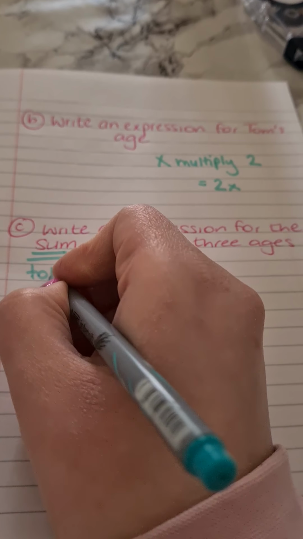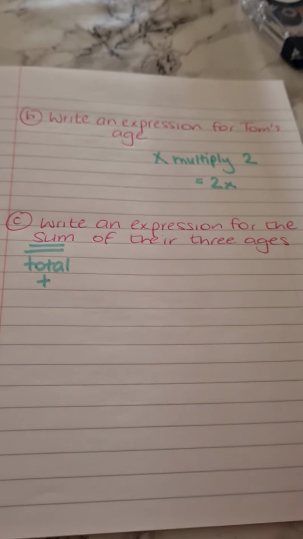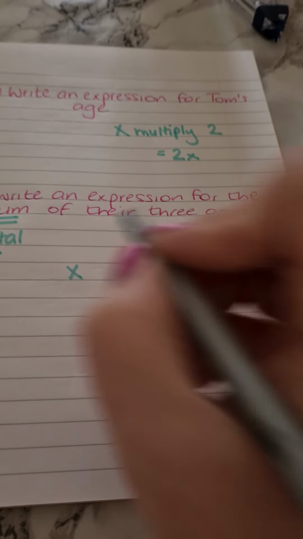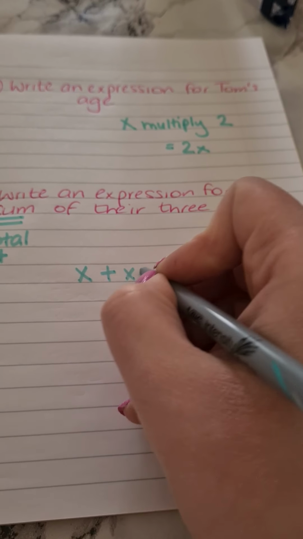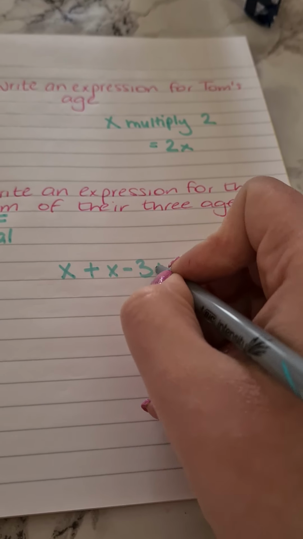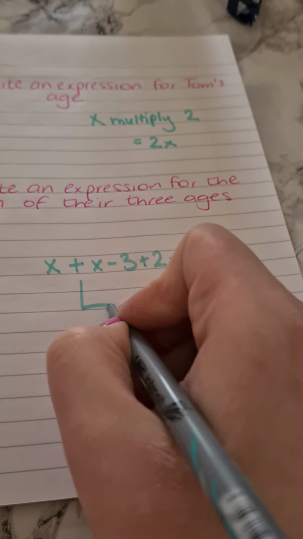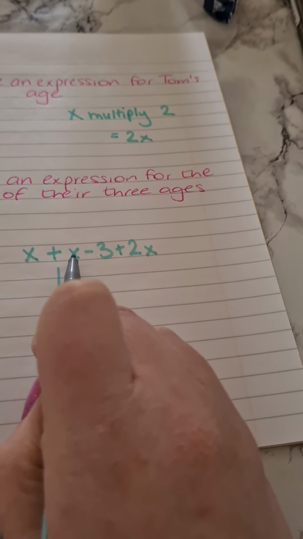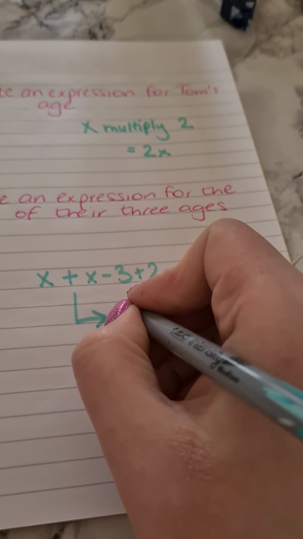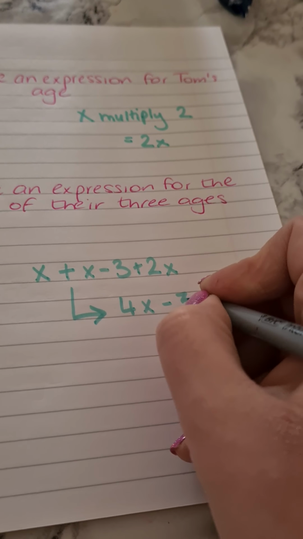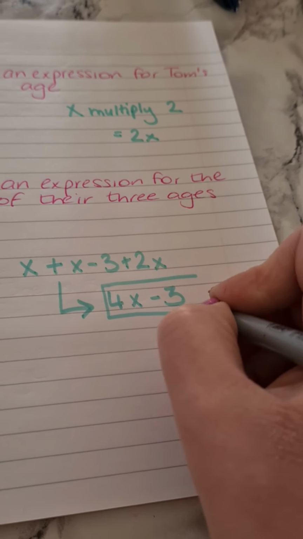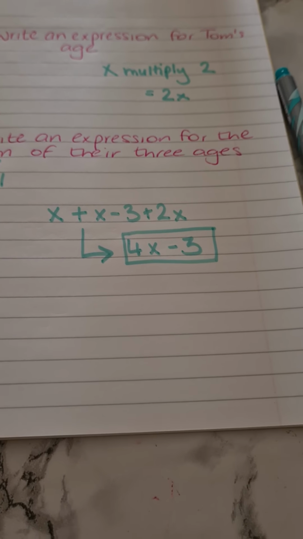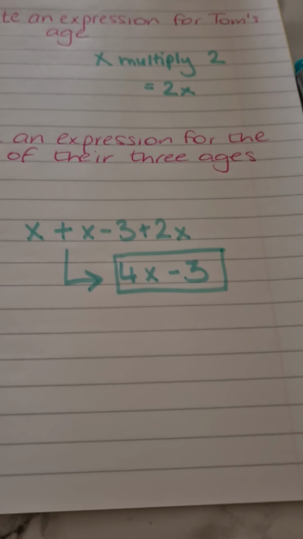Last part, we have to write an expression for the sum. Sum means total. To get the total, you add their 3 ages. John is X plus Jane's X minus 3 plus Tom's 2x. Now tidy it up, add the x's together. 1x plus another 1x is 2x, plus 2x gets you 4x, and minus 3. Again, with these you will have no final answer as in x is 20 or x is 40. You will leave it as an expression as 4x minus 3.